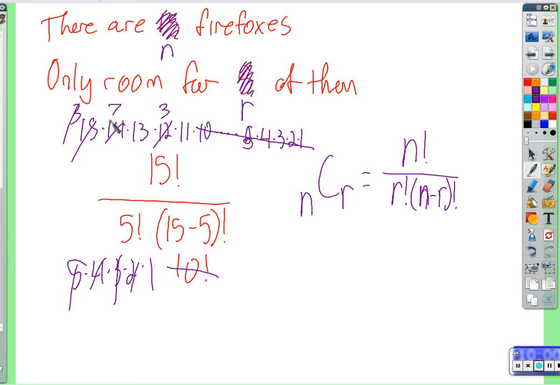And when you think about it, wouldn't it have to cancel everything in the denominator? Yeah, because what we're counting is a discrete number of things. There's definitely a finite number of ways to take 5 out of 15 fireboxes. There's not a fraction of ways. You don't end up with fourths, right? So it's definitely going to cancel everything in the denominator, even if it's by hand. Okay, so everything's going to be canceled out. And then we have 7 times 13 times 3 times 11, whatever that is. It's whatever we found for 15 factorial over 5 factorial.